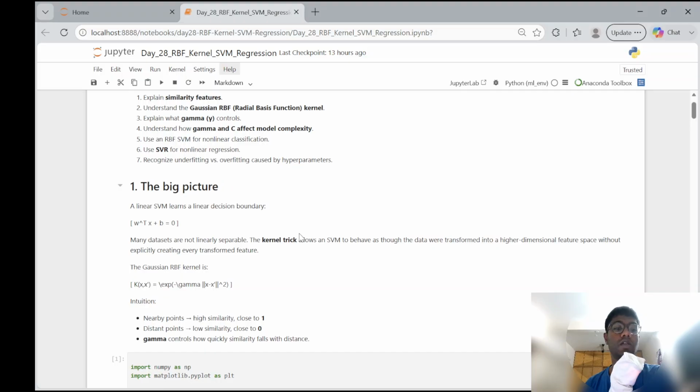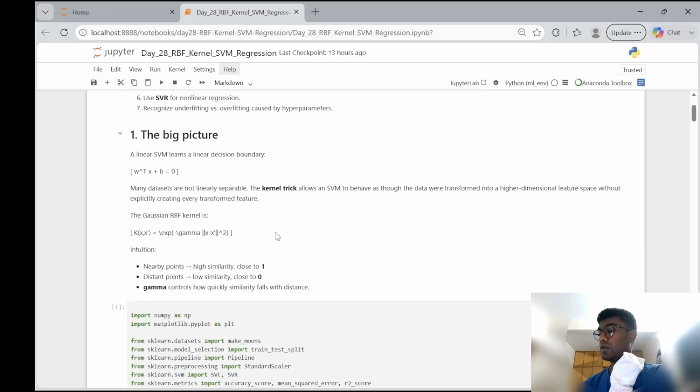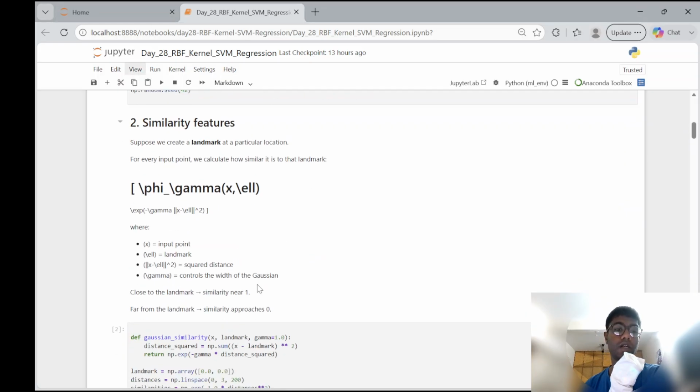So we are going to be extending the same learning. In this session, we are going to be looking at the RBF kernel and SVM in regression. We are going to start off with similarity features.